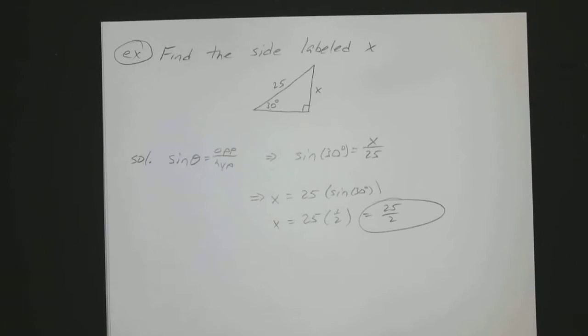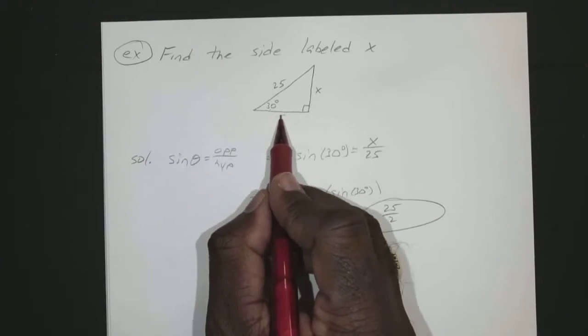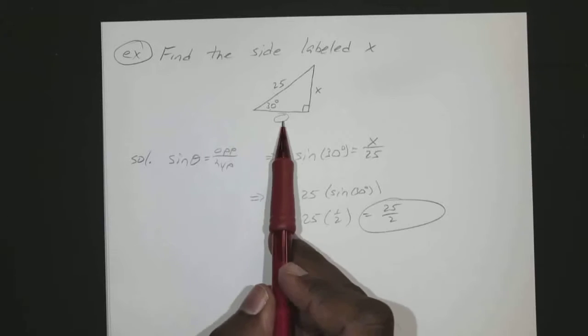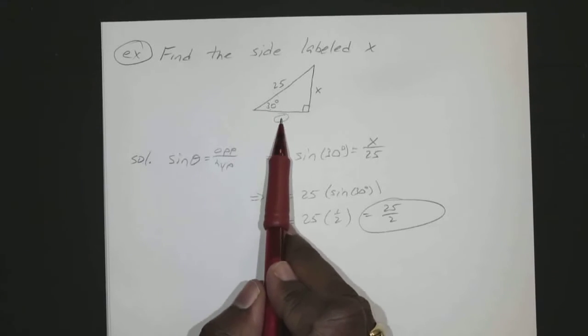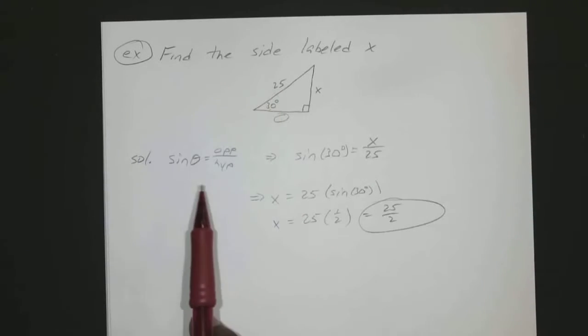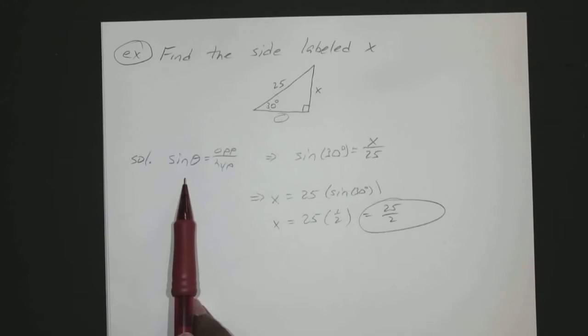Okay. So let's say the x would have been right here. Then you would have had your adjacent over hypotenuse. So instead of sine, you would have used cosine. So it all depends on which side is missing and where your theta is. All right, any questions on that one?